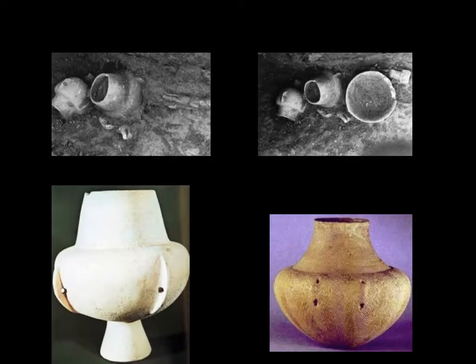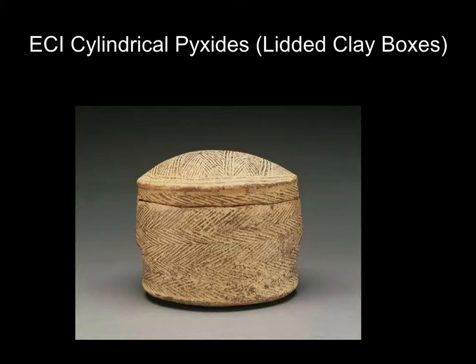In the tombs we have numerous finds. Some are made out of stone. The Cycladic Islands are known for their marble source, and what we have here on the left is an actual vase made out of marble. On the right there's a similar one made out of clay. We have different clay boxes. This is a piece of pottery. It's a lidded clay box.